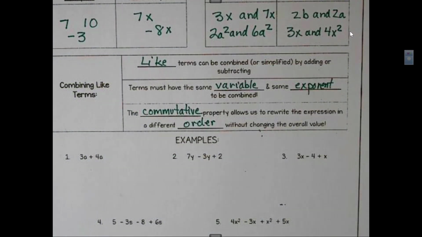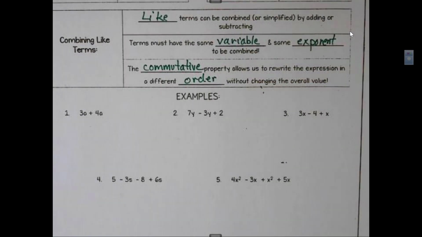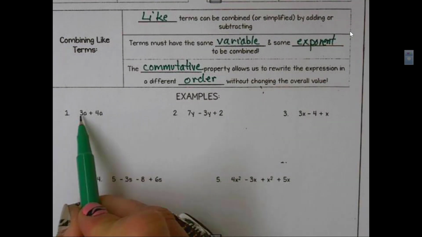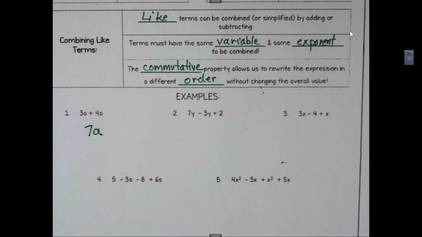We have 5 great examples just to go over with you. When I look at number 1, I see that both the terms are just a terms, 3a plus 4a. So I know I can add those together. I look at the coefficients, they're both positive. So 3a plus 4a gives me 7a for an answer. That is just a one-term answer.